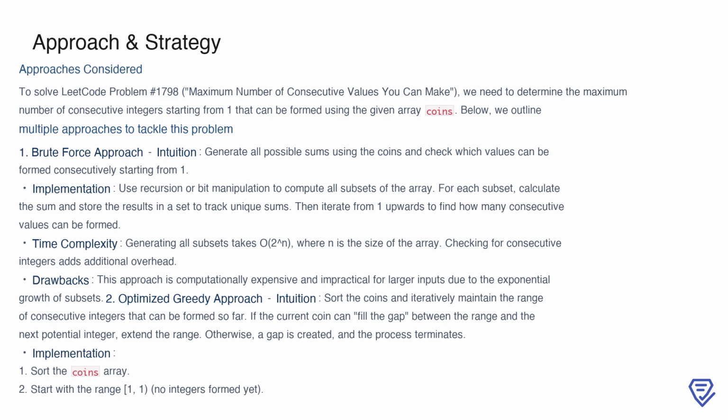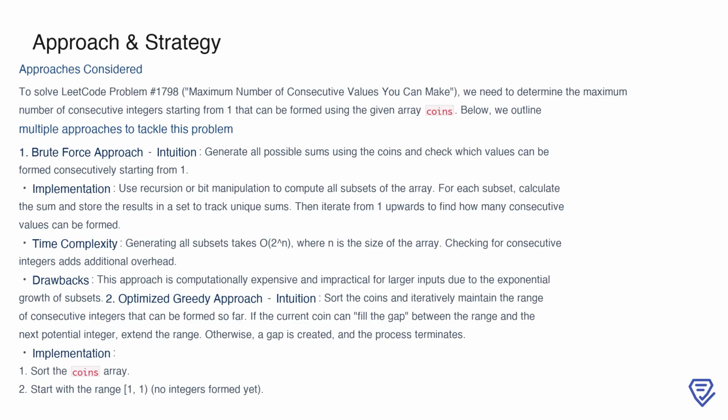To solve the problem of finding the maximum number of consecutive integers starting from 1 that can be formed using the given array of coins, several approaches can be considered. The brute force approach involves generating all possible sums of subsets of the array. This can be achieved using recursion or bit manipulation, and the results are stored in a set to keep track of unique sums. Once all sums are calculated, we can iterate from 1 upwards to determine how many consecutive values can be formed. However, this approach is computationally expensive, with a time complexity of 2 to the power of n, where n is the size of the array. As the number of subsets grows exponentially, this method becomes impractical for larger inputs.